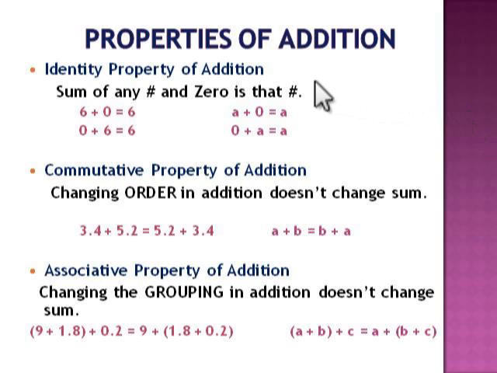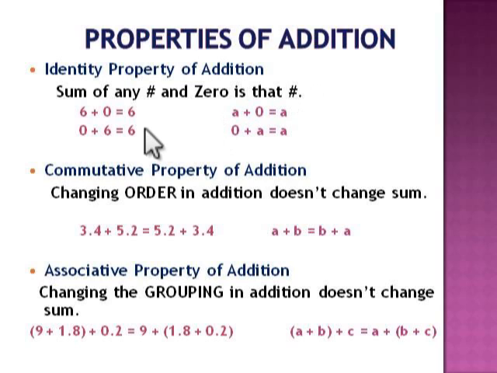Our first property is called the identity property of addition. It simply says that the sum of any number and 0 is going to be that number. You already know that, but you need to know what it's called. When you can do that, that's called the identity property of addition. The identity being the number you start with. How can you not change that identity if you're going to add something to it? The only way you can do that is by adding 0.